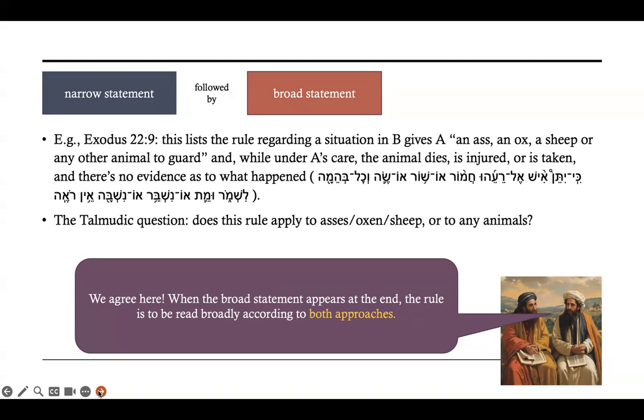But the Talmud is interested in all kinds of nuances and minutiae relating to this rule, including the question, does this rule apply to any animal or just to an ass, an ox, a sheep? Basically, what wins, the details or the minimization at the beginning, or the more general statement that follows the list of specific animals? It turns out that in a situation where a narrow statement is followed by a broad statement, both Rabbi Ishmael and Rabbi Akiva agree, and the statute is to be read broadly according to both approaches.